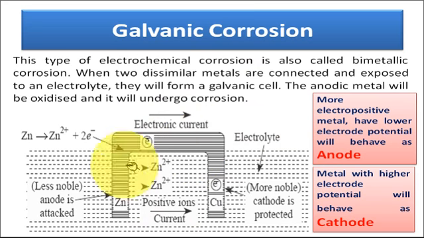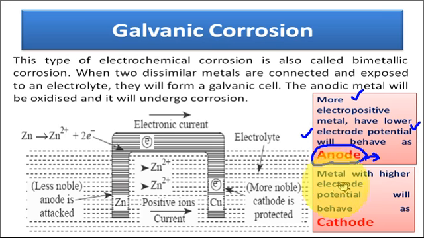So in such a condition, the metal which is more electropositive, that means the metal which has the lower electrode potential, behaves as the anode. Why does it behave as the anode? Because the metal which has the lower electrode potential can oxidize easily. So oxidation takes place easily at this part. That's why it behaves as the anodic part.